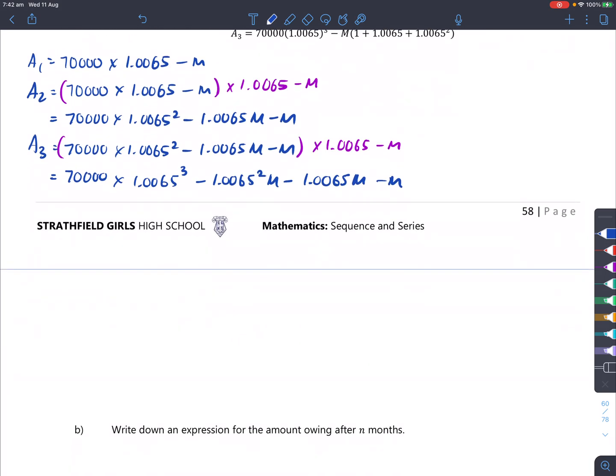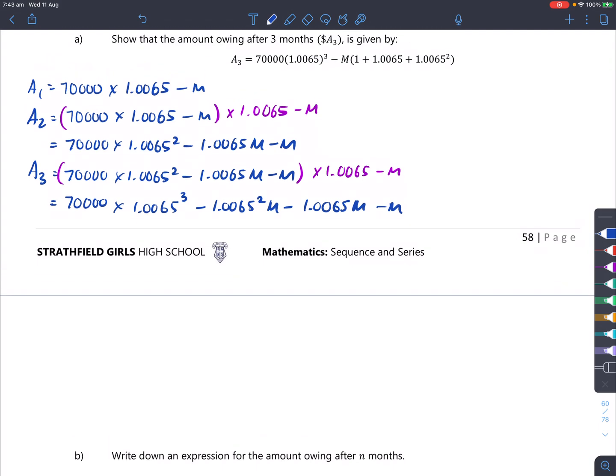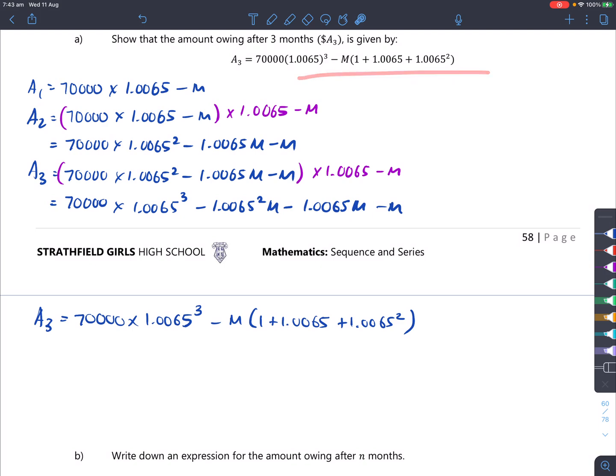Okay? Then we can try to make what this is wanting us to do. So the 70,000 times 1.0065 to the power 3 is already there. That's okay. We just got to factorize a negative M out. So we write A3 equals the beginning. We don't have to change anything at all. Minus M bracket 1 plus 1.0065 plus 1.0065 squared. Okay, which is exactly what they have here.